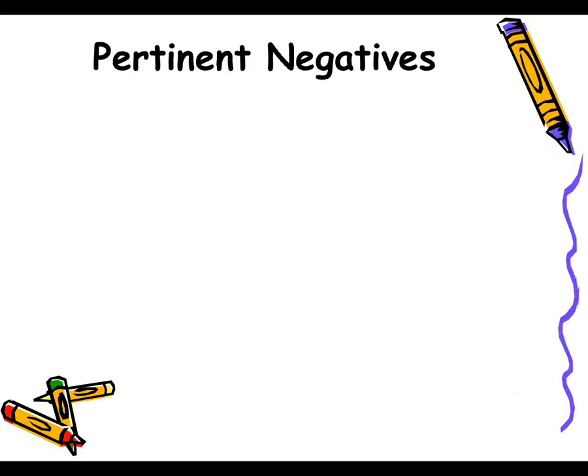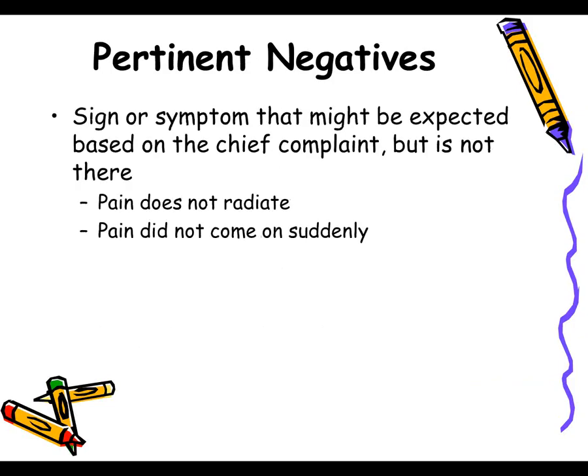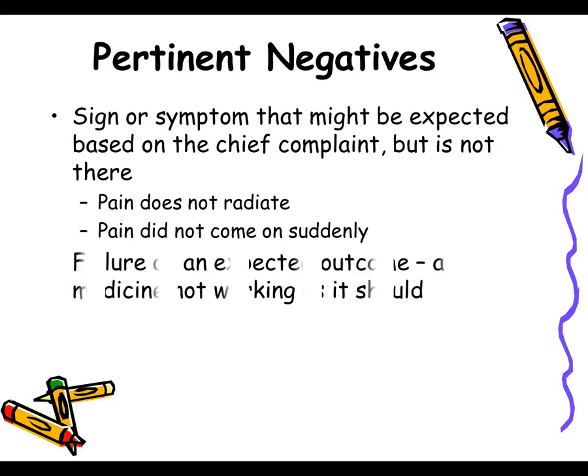It's important that when we question them during our history, we look at things called pertinent negatives. A pertinent negative is a sign or a symptom that might be expected based on their chief complaint, but isn't there. If they tell you their pain doesn't radiate, if they tell you the pain did not come on suddenly, well, neither of those descriptions describe heart-related discomfort.